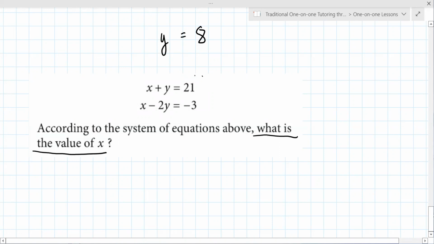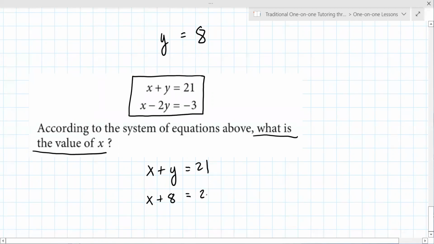Okay, so you can use the first equation or the second equation. Which one do you think you should use to solve for x? The second equation. No, that is not a good choice. See how the first one has positives? There are no numbers in front of x or y. What is the value of y? 8. So x plus 8 equals 21.